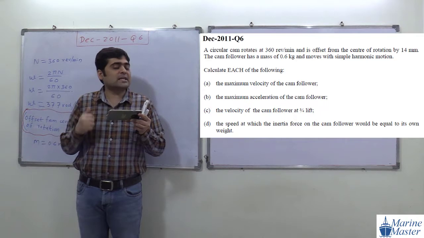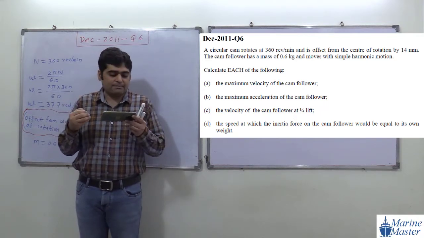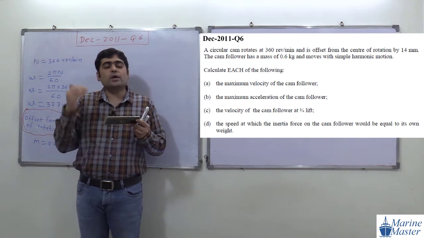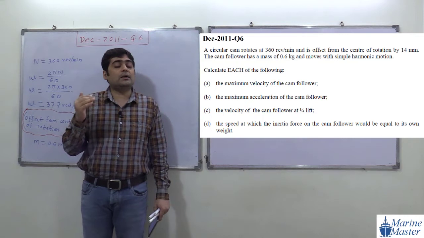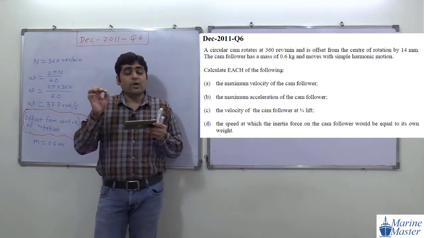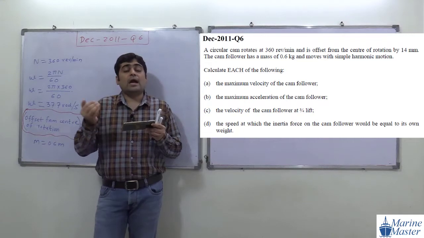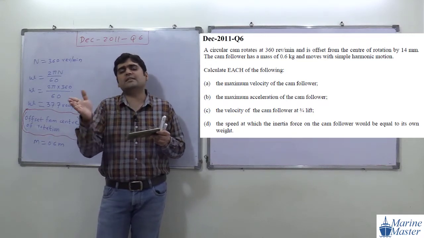In part B, they ask us the maximum acceleration, and in part C, they ask us the velocity. So for the A, B, C parts, we need the value of R. Without R, we can't go further. For R, we need the value of stroke, travel or lift. All these are the same word.